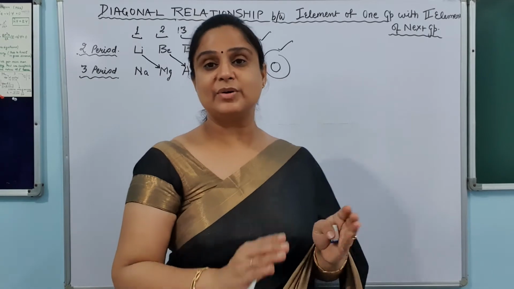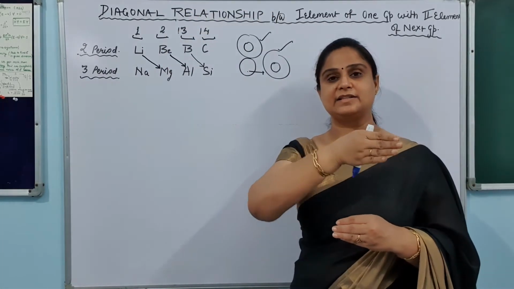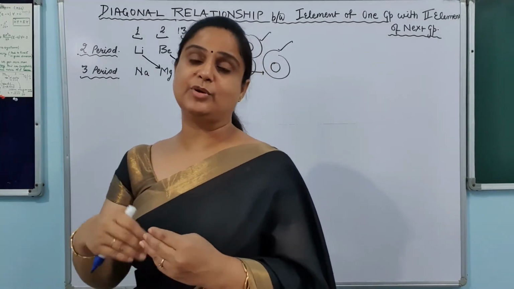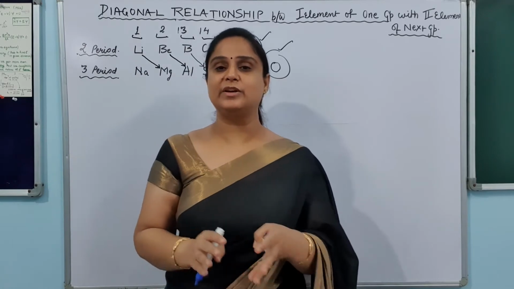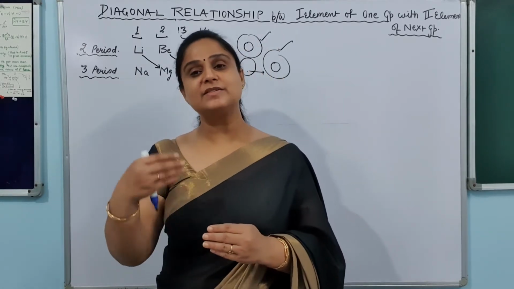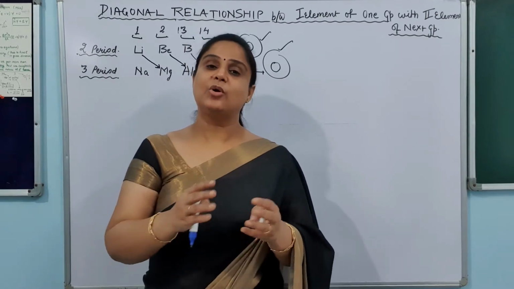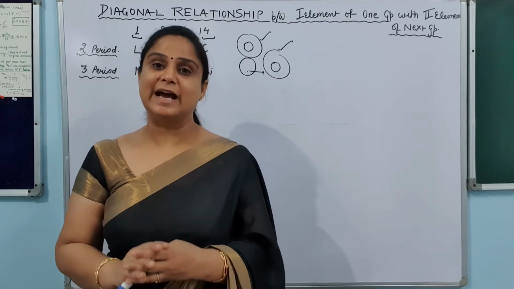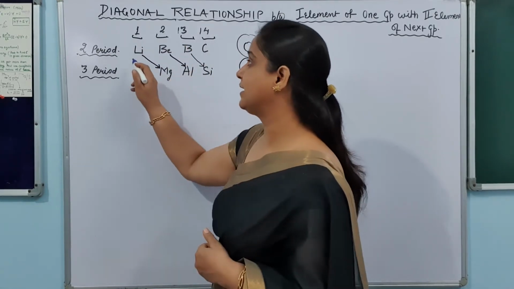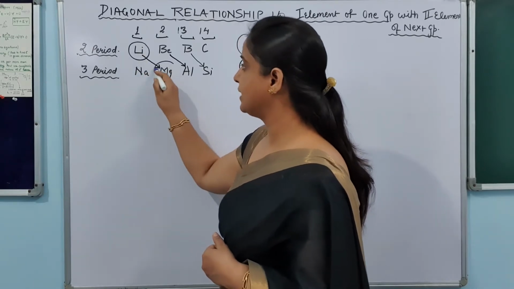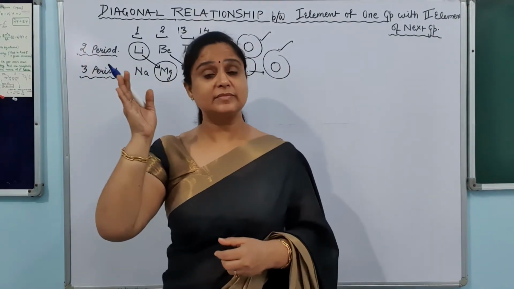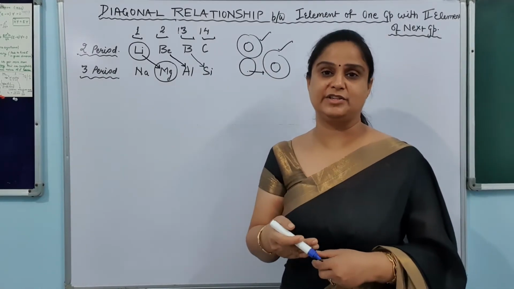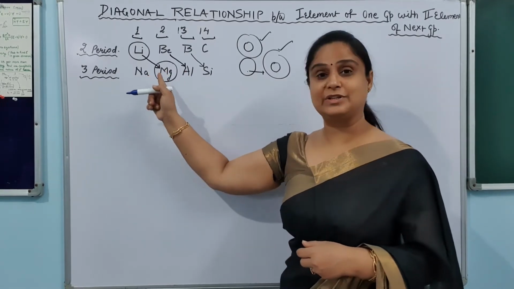The size is the same because the increase and the decrease become equal in these cases, and because the size becomes equal, the ionization enthalpy also becomes almost equal, and the rest of the properties which depend on size also become almost similar in both these elements. So we will be learning diagonal relationship today, between lithium and magnesium. We will see in what properties lithium is similar to magnesium, although both belong to different groups.